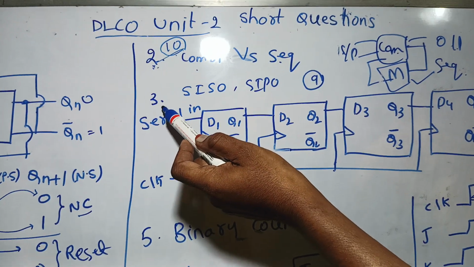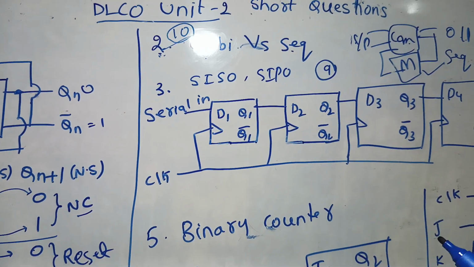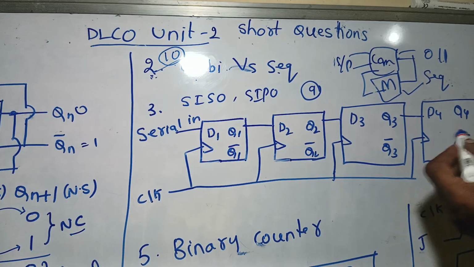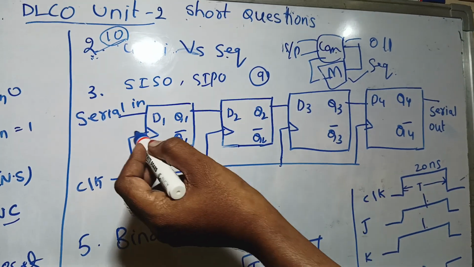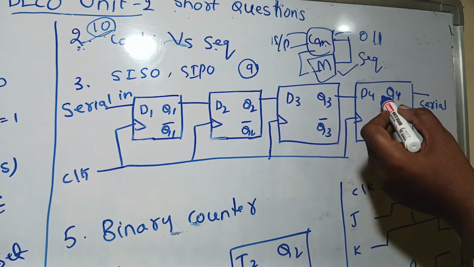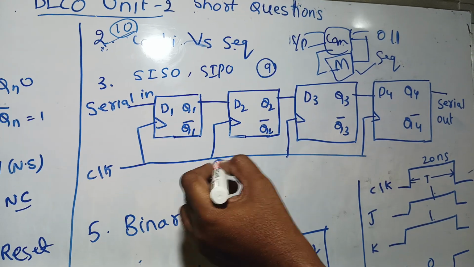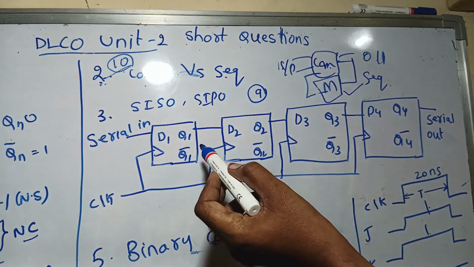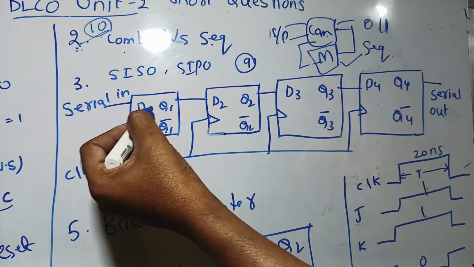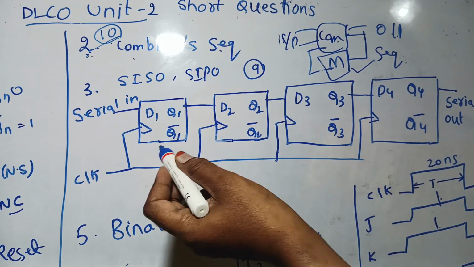Similarly, the third short answer is serial in serial out and serial in parallel out shift register diagrams. This is a 4-bit serial in, serial out shift register. Serial data I am giving. I am constructing with D flip-flops, D1, D2, D3, D4. Clock is connected, synchronous clock. This synchronous clock is connected to all flip-flops. So this is serial data we are giving and serial output we are taking. This is the serial in, serial out shift register block diagram.